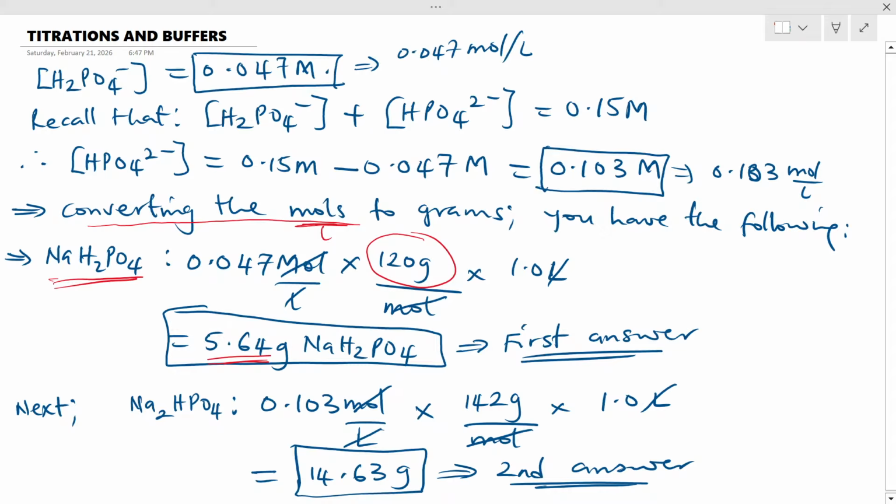You apply the second answer for it, moles over liter times the molar mass of this, and applying that molar mass, 142 grams per mole, over liter, you simply cross out the moles and the liters, and what you have left is your grams as 14.63 grams, and that is simply the expected answer.